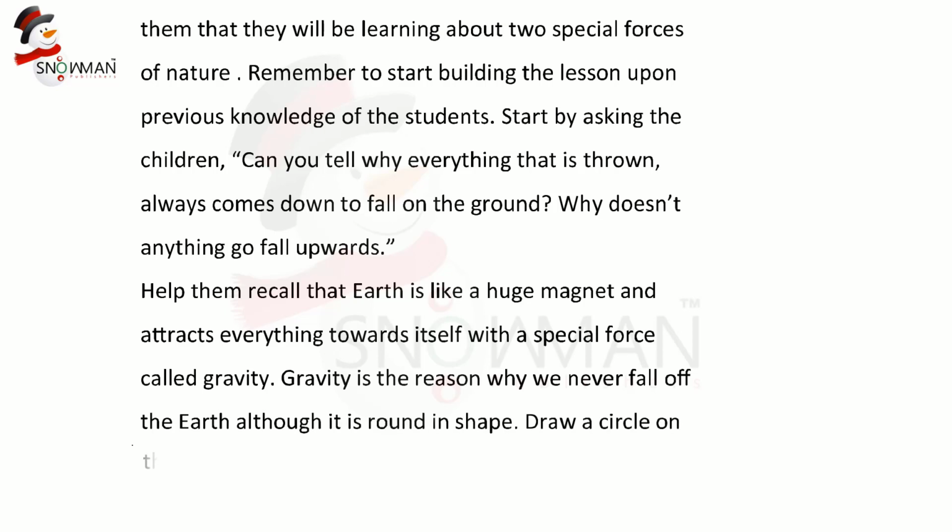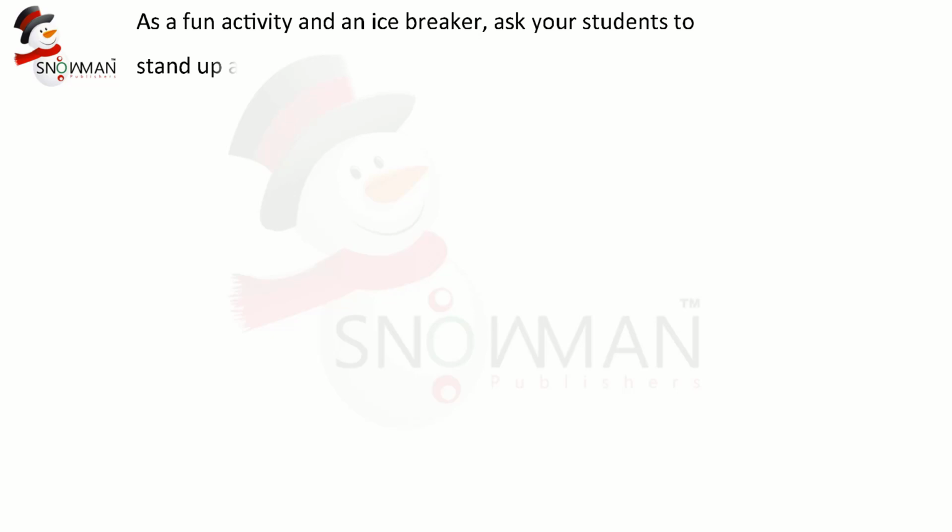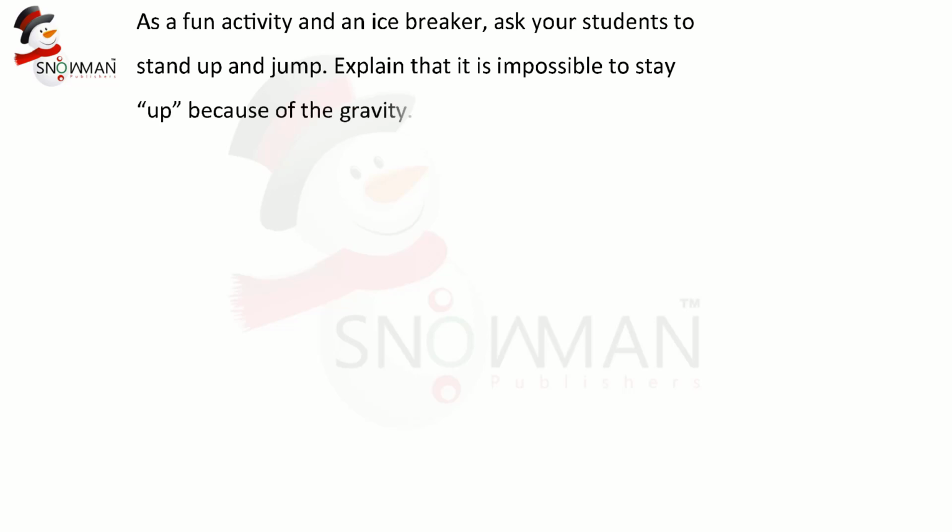Draw a circle on the board and draw inward arrows all around that circle to show the direction of gravity on Earth. As a fun activity and an icebreaker, ask your students to stand up and jump. Explain that it is impossible to stay up because of the gravity.